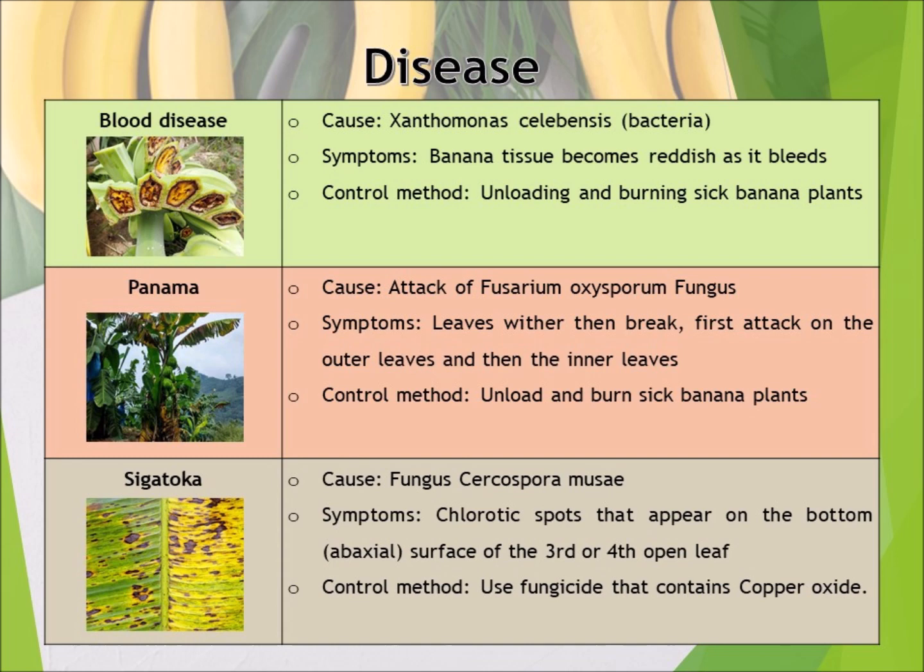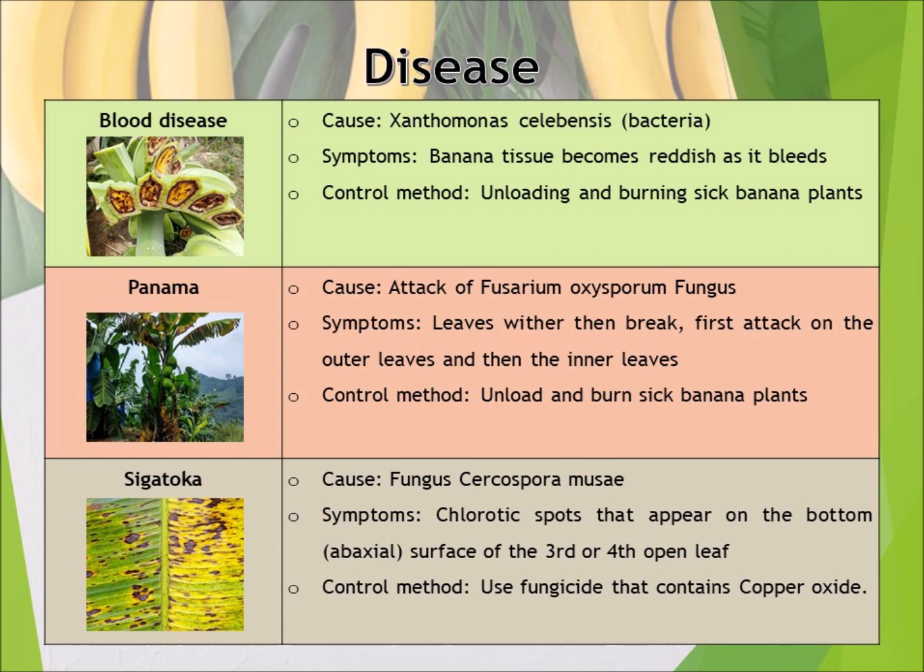Secondly, a disease caused by a type of fungus: Panama disease, or the attack of Fusarium oxysporum. The leaves wither then break. The first attack is on the outer leaves, followed by the inner leaves. The control method for this disease is similar to blood disease.